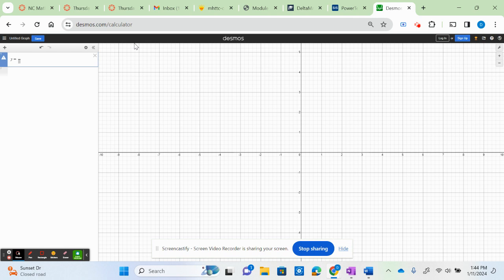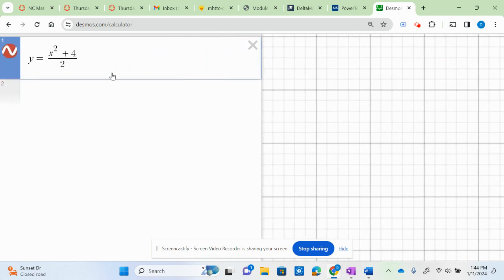Everybody good with this so I can move on? Anybody need it for longer? Okay, so I'm going to type in the equation in Desmos just so it's already ready to go. And then hopefully you guys can tell me how to get the table.